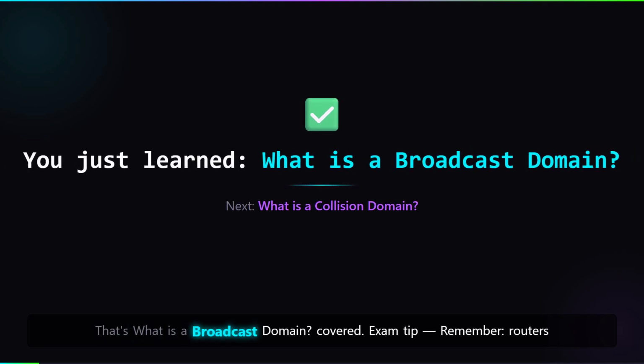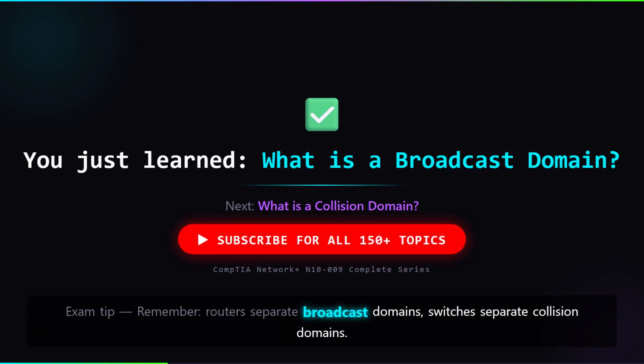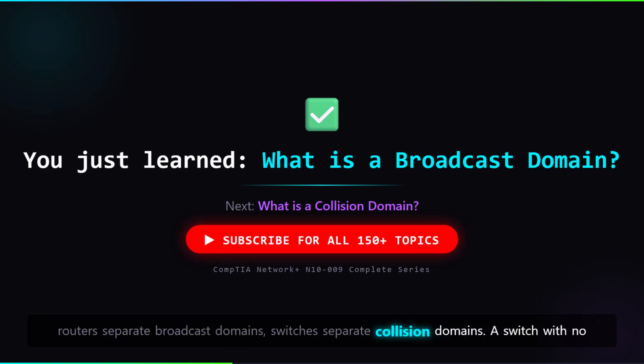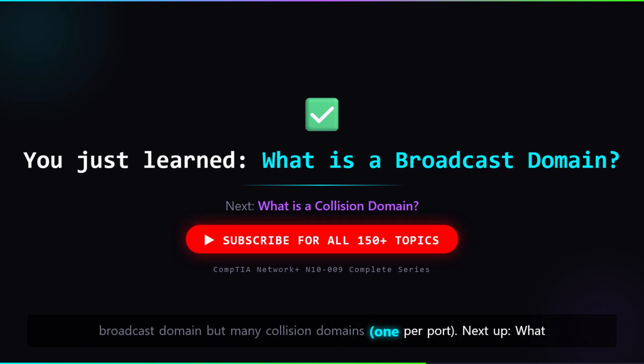That's what is a broadcast domain, covered. Exam tip: remember, routers separate broadcast domains, switches separate collision domains. A switch with no VLANs equals one broadcast domain, but many collision domains, one per port.